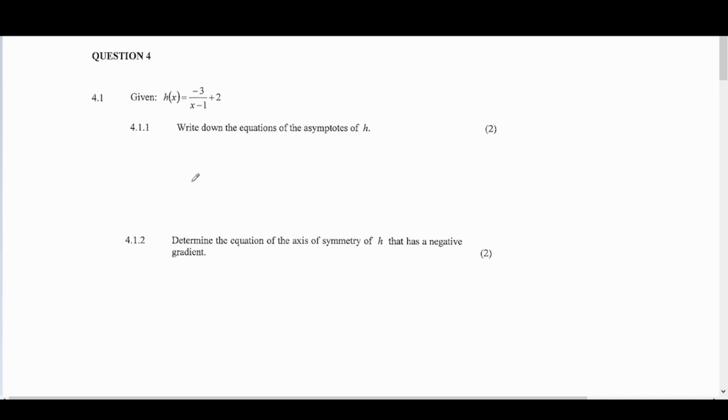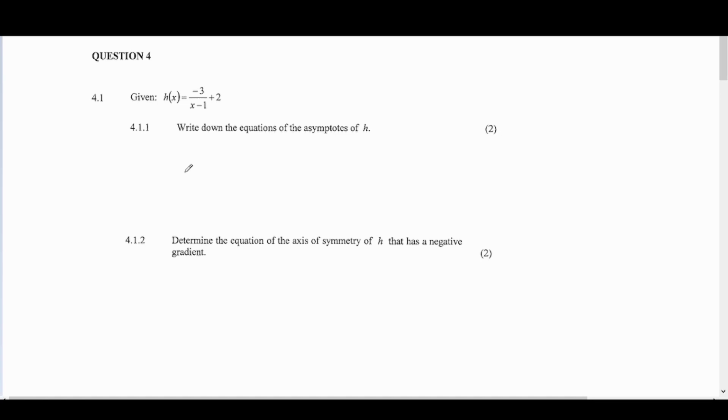Hey everyone, we are continuing with question 4. This is math paper 1 of the 2020 paper. And yeah, we're going to be doing some functions. This is the function part of the question. I believe it's this question and question 5 as well.